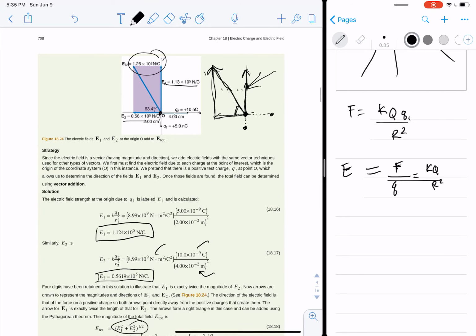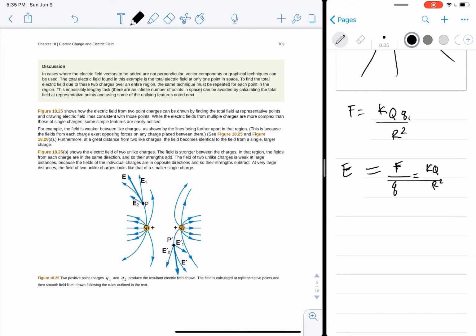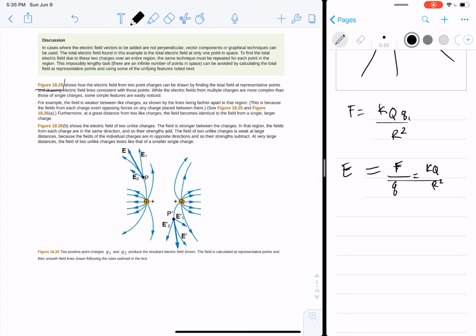So we have to figure out each electric field individually and then add them vectorially, in two dimensions. There's some discussion here. Yeah, you can read that. That's a little bit more advanced stuff we're not going to do, but it gives you an idea.